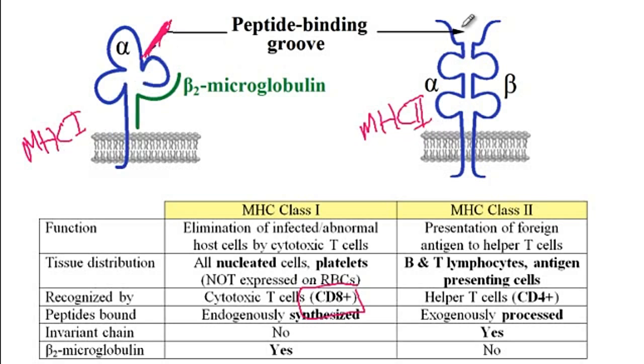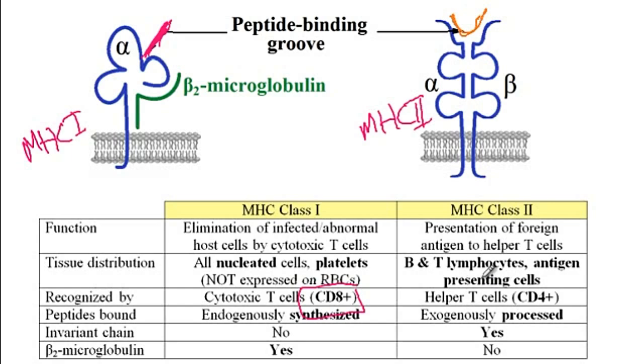With MHC2, on the other hand, there is an invariant chain that is present in the peptide binding groove. So naturally, no antigen can bind to the peptide binding groove. And so MHC2 is present in the antigen presenting cells, like for instance macrophages, dendritic cells, as well as B, and in some organisms T lymphocytes as well.